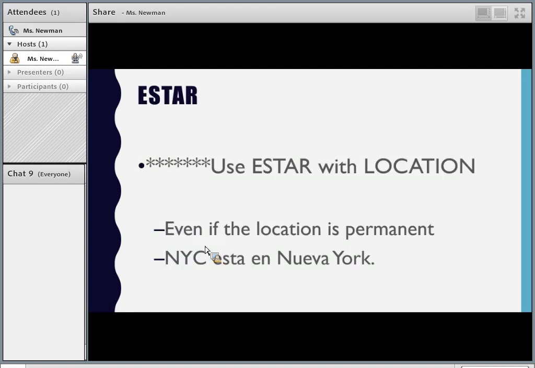Okay, this one's really important, and this is the biggest mistake students make when it comes to this. Always use estar with location. Sometimes they get confused because even if the location is permanent, you're still going to use estar. So don't get confused on that. If it's location, it's estar. So for example, New York City está en Nueva York. New York City is always in New York. It's never going to move. It's never going to change. But you use estar to say location.